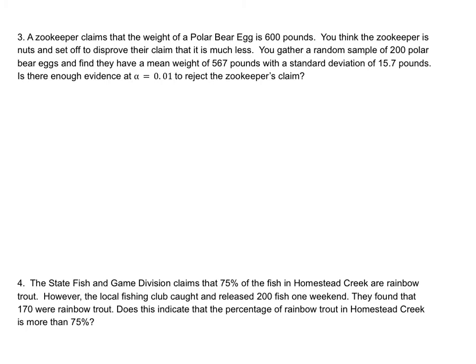I am aware that polar bears do not lay eggs, but we're going to go with it. So our null hypothesis is going to be that the mean equals 600. The alternative is going to be that the mean is less than 600. We do have random. We are independent. We have a sample of 200, which is greater than or equal to 30, so it is also normal.